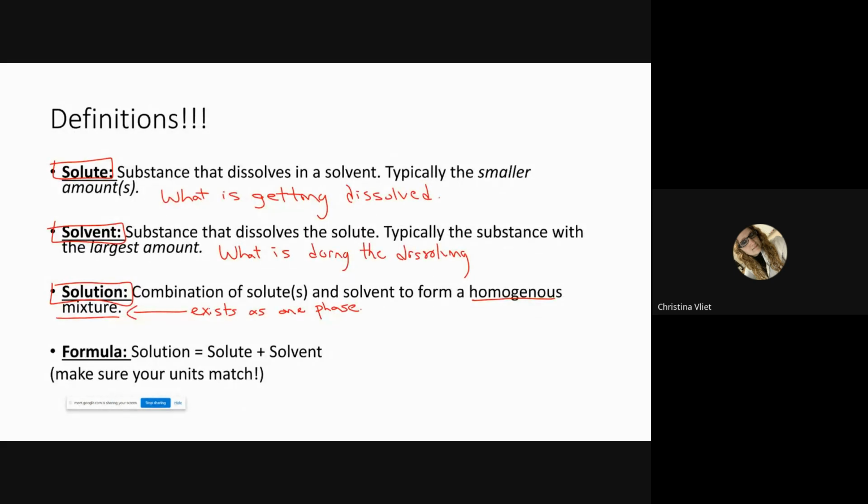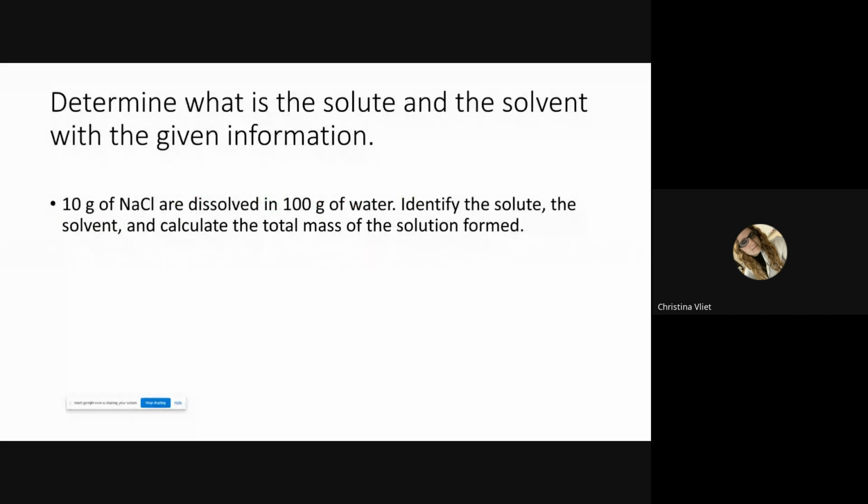There's a formula here that I mentioned before, and it's just the idea that if you want to find out how much solution you have, all you have to do is add your solute and your solvent together. The one thing that I wanted to bring up is that your units have to match, and you'll see that in a question very shortly. Right here. So this is the first type of question you could be asked, and yes, I could ask you a question like this on your next unit test, and I would expect and hope that you could get this correct.